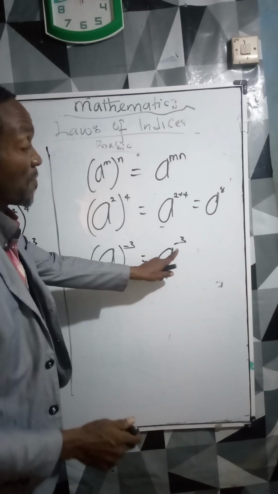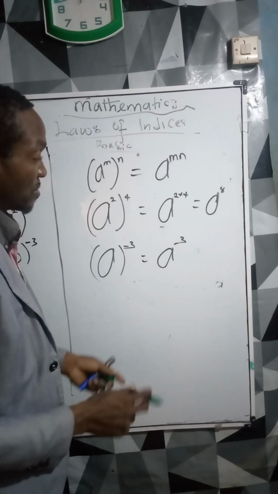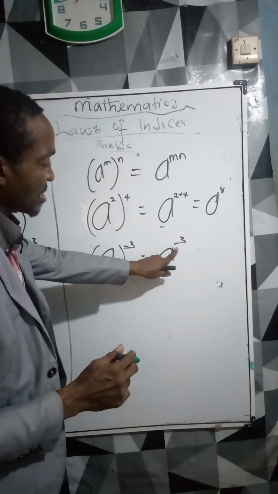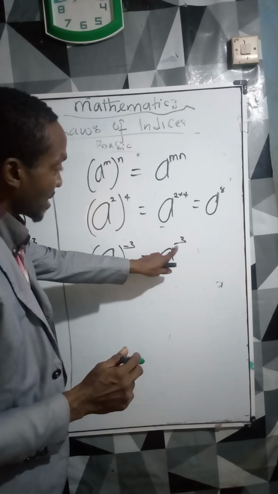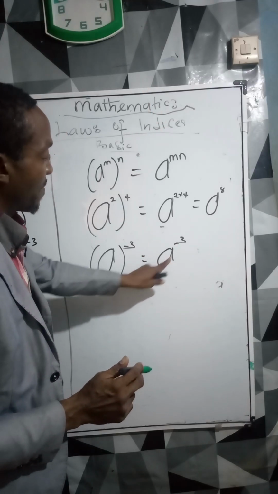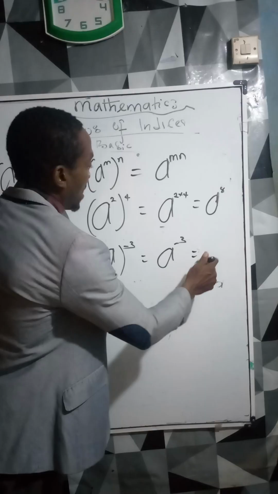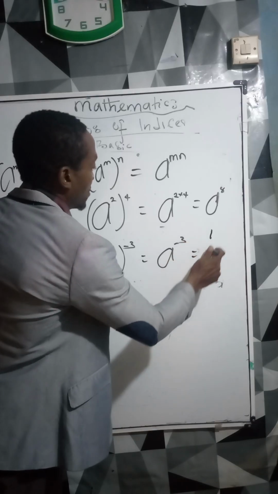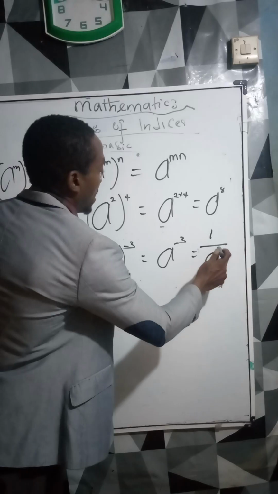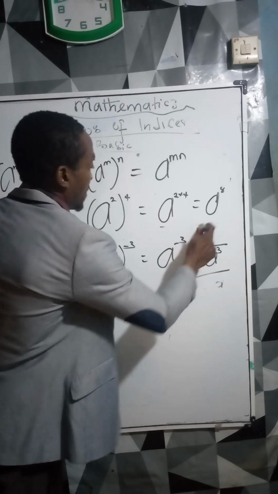And this negative power in indices, we'll still get down to the law, but let me just brief you on this. Anytime you see a negative sign on the power, it becomes 1 at the numerator. Then a raised to the power of 3 remains at the denominator. So this is the final answer of this.